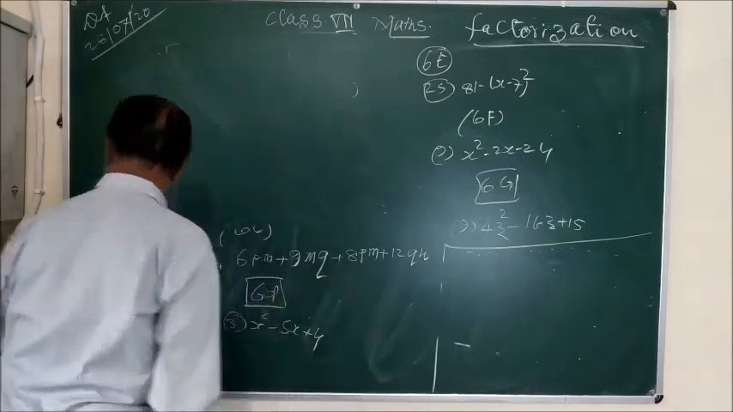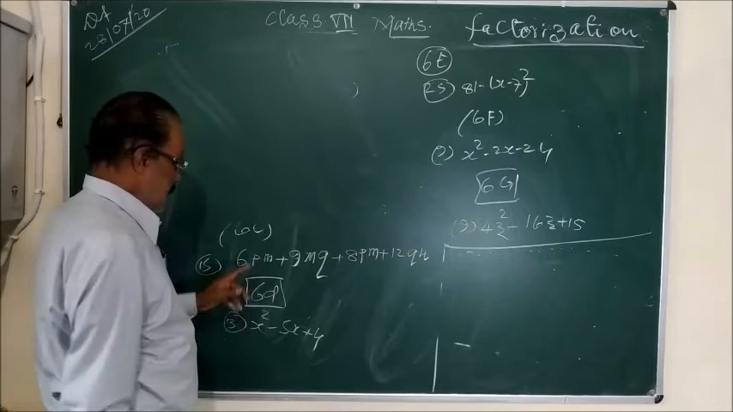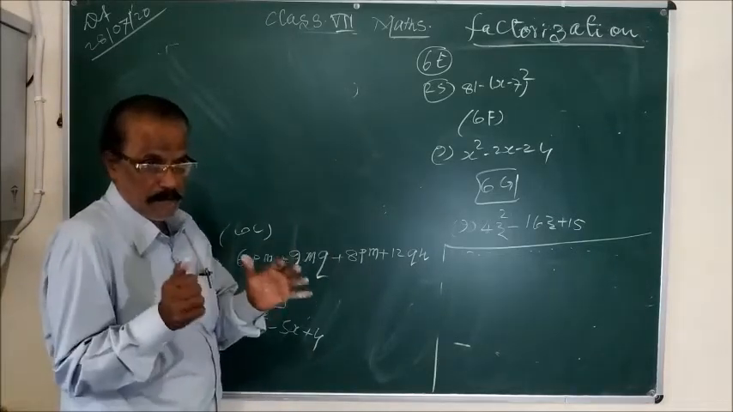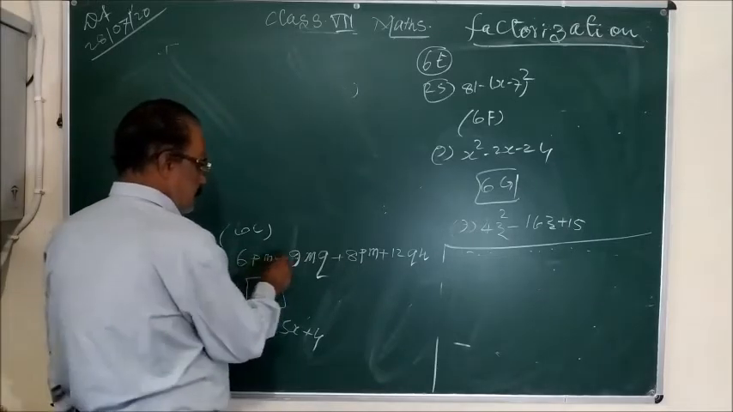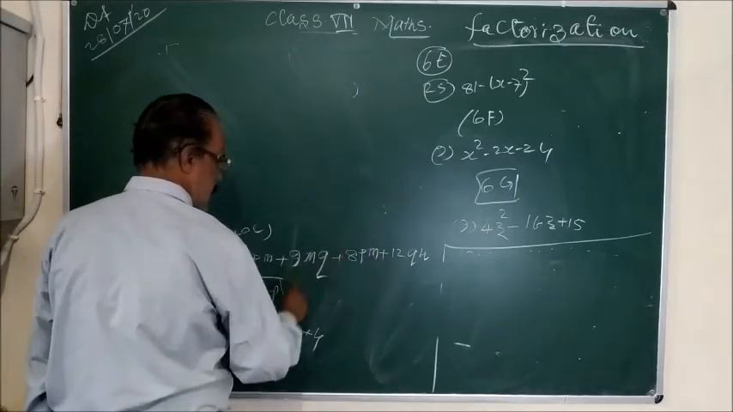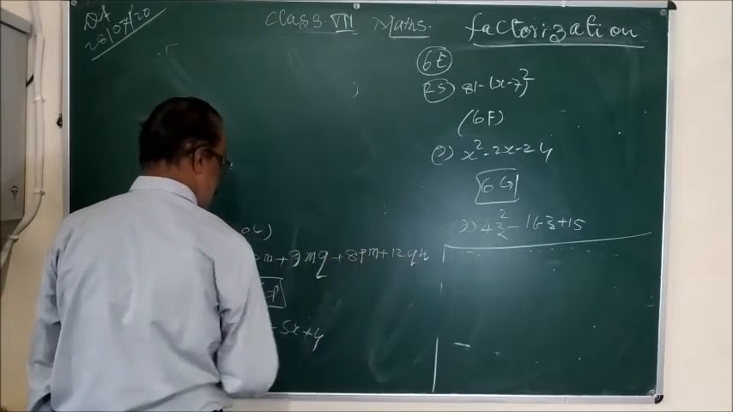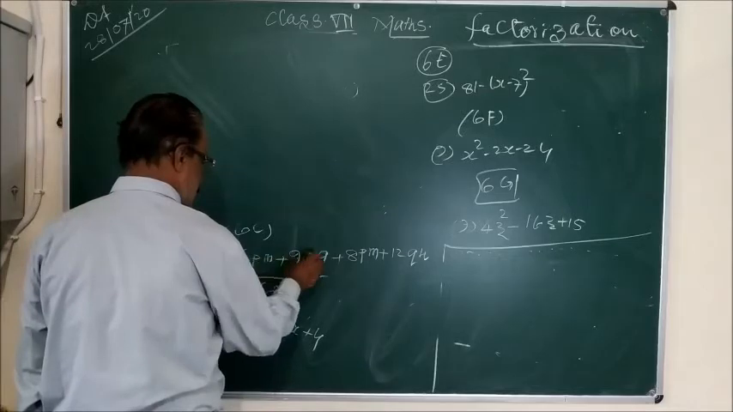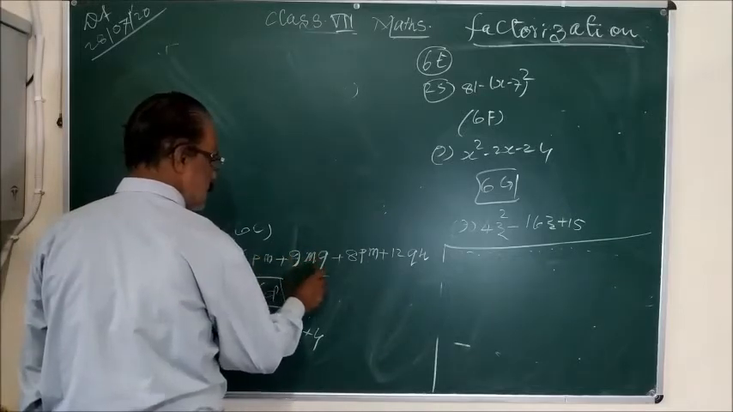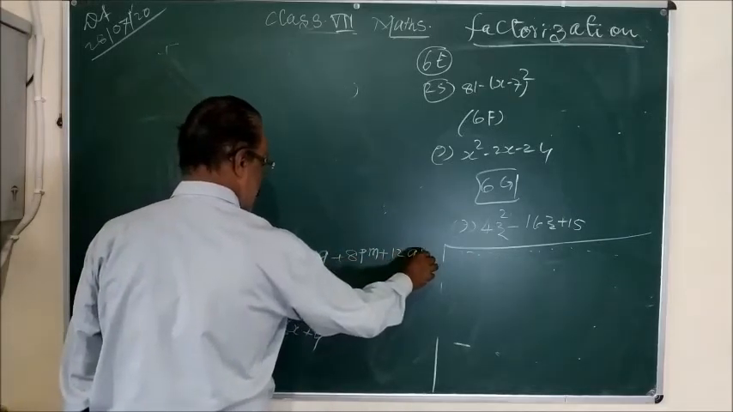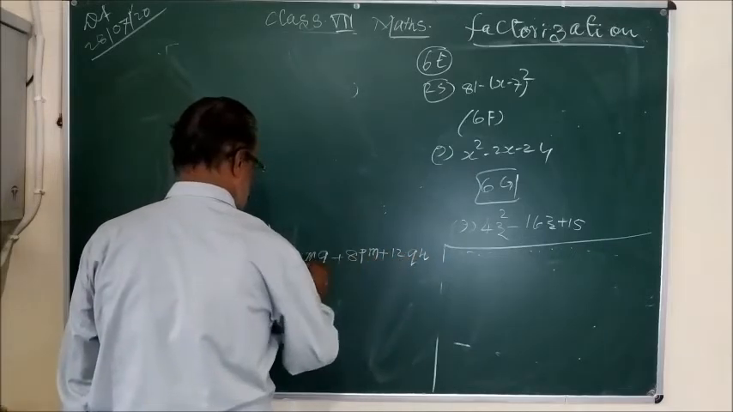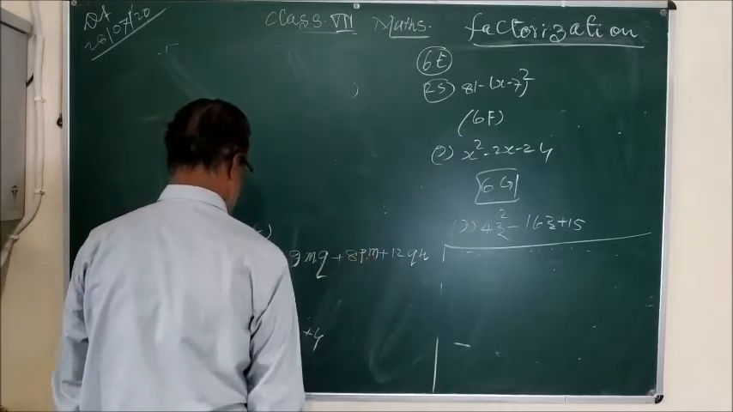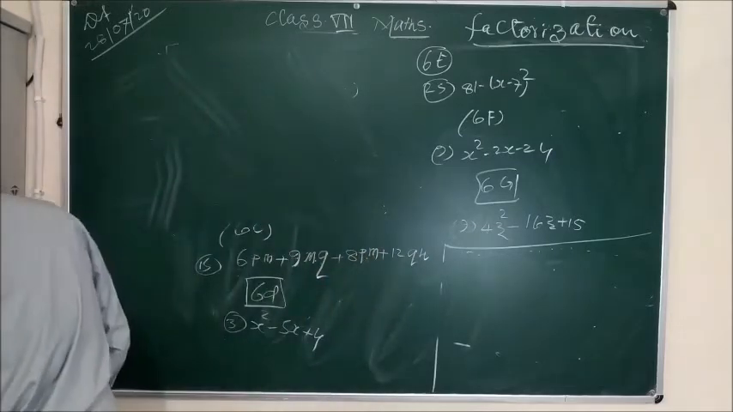In 6C, look at a question with 4 terms in it. In this you have to choose which terms we make a suitable pair. 6PM will be here and here is Q common. So what will be common? Here N will be common, so P plus Q. Take PM common here. No, you have to see the question.